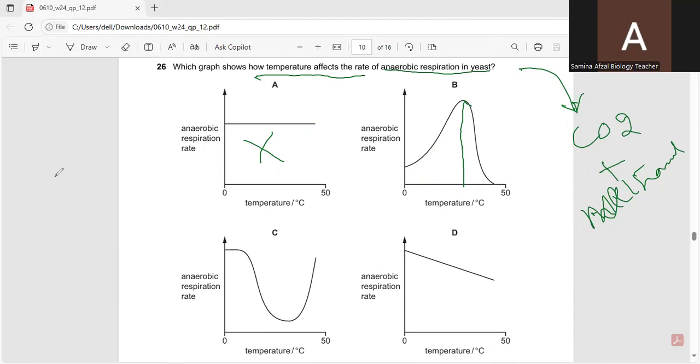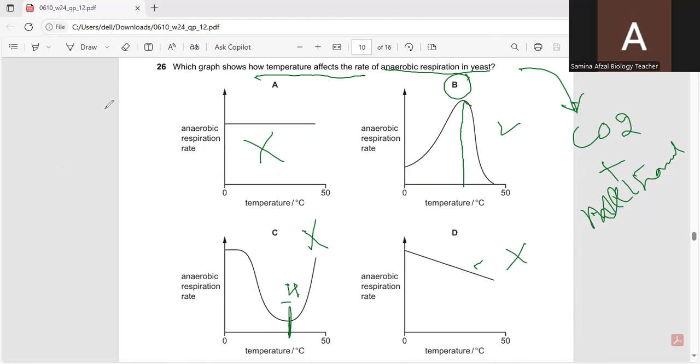So B can be the correct option. And in C, it was high, then it is slowing down, and then after temperatures 40 degrees centigrade is the optimum temperature. Okay, so C is not correct option. Again, D is not correct option, as it is decreasing. As the temperature is increasing, it is decreasing. So this is not correct options. Because if the temperature is increasing, the rate of anaerobic respiration will also increase to the optimum temperature. So at optimum temperature, B is the correct option over here in this graph.